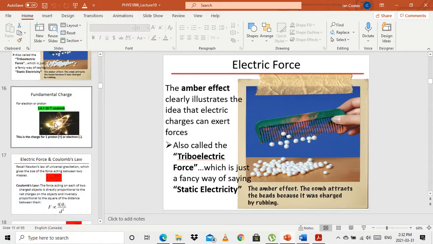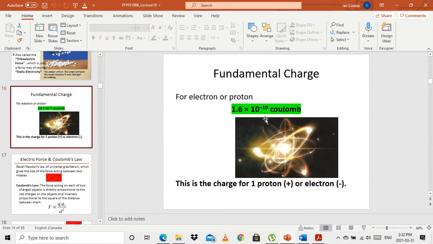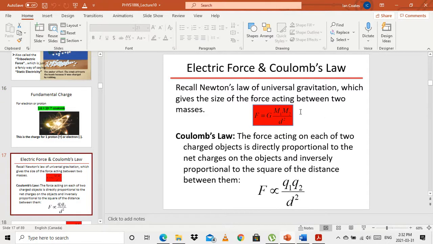There's that number again. You don't have to memorize it. You just have to know how important it is. It'll come into play when we start doing a little bit of calculations. This is the charge for one proton or electron. You guys will remember this formula. I can't even remember. It seems like 1,000,000 years ago. Was that week 5? There we're dealing with the gravitational force of like the Earth or Jupiter or something like this. And you'll recall Newton's law of universal gravitation, which gives the size of the force acting between two masses.